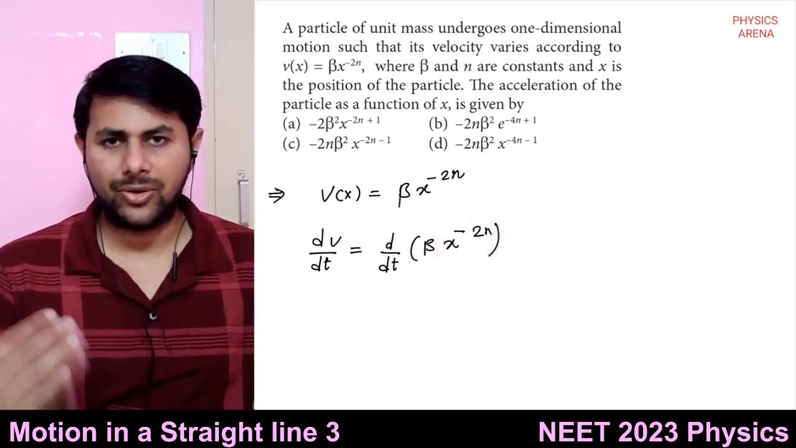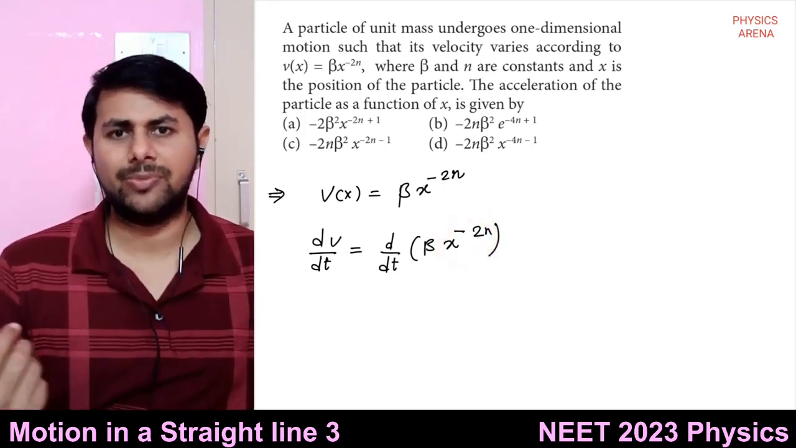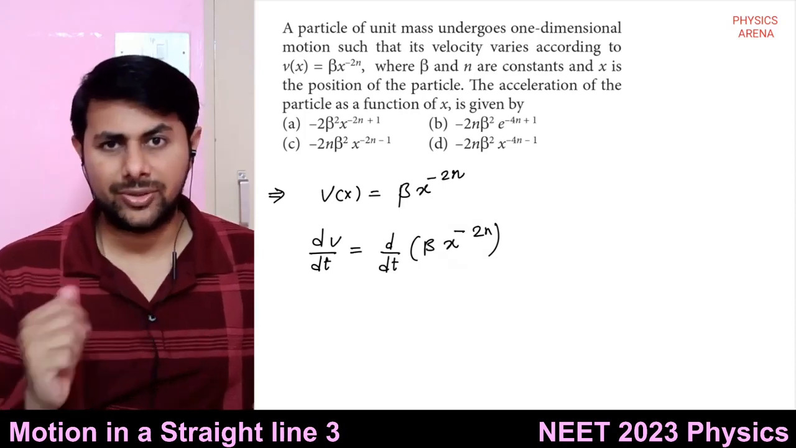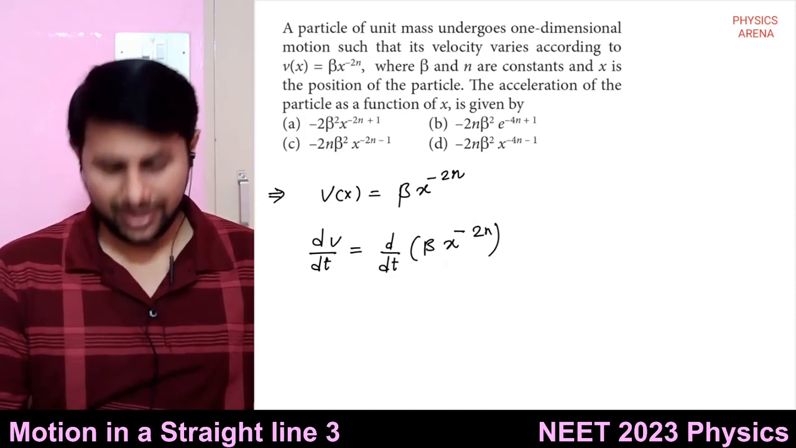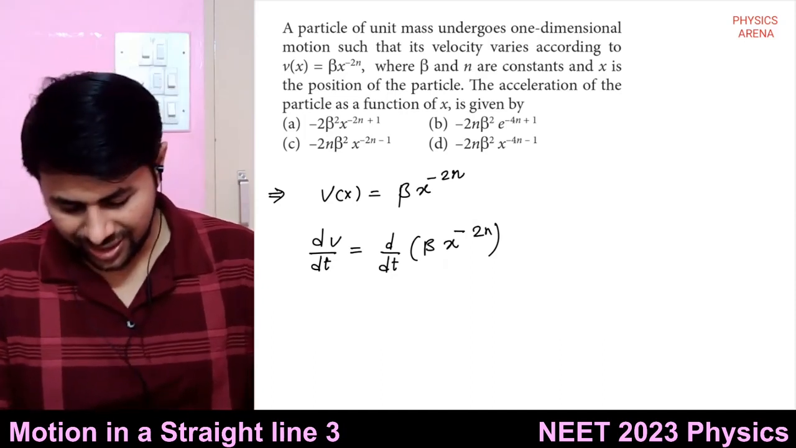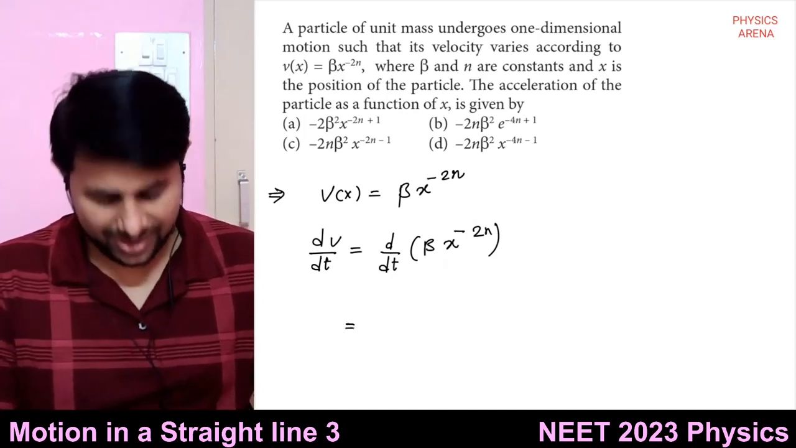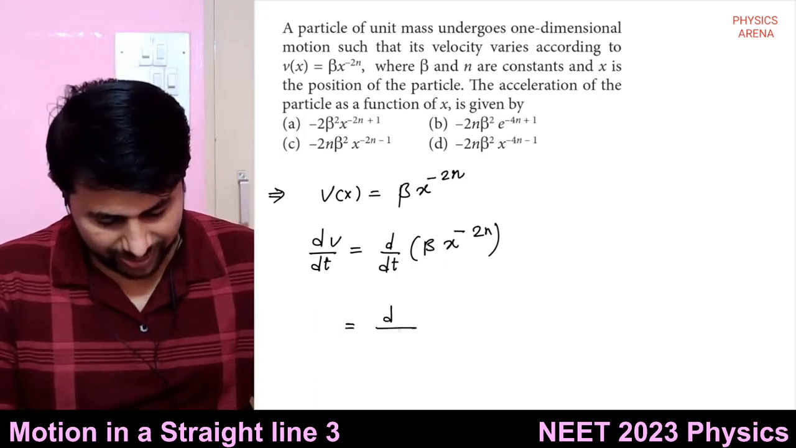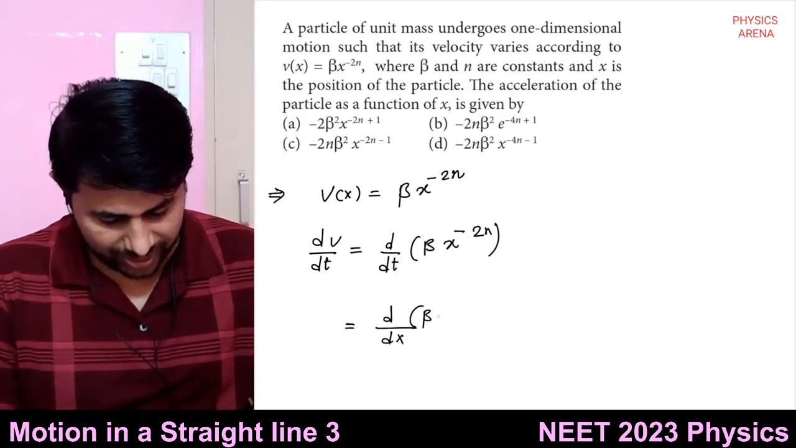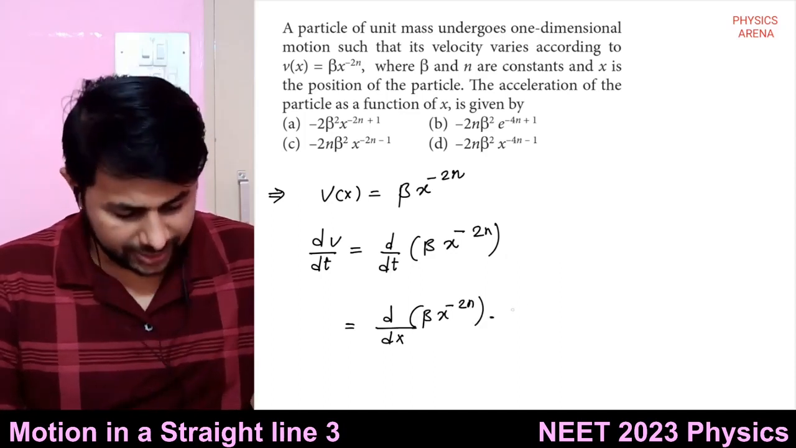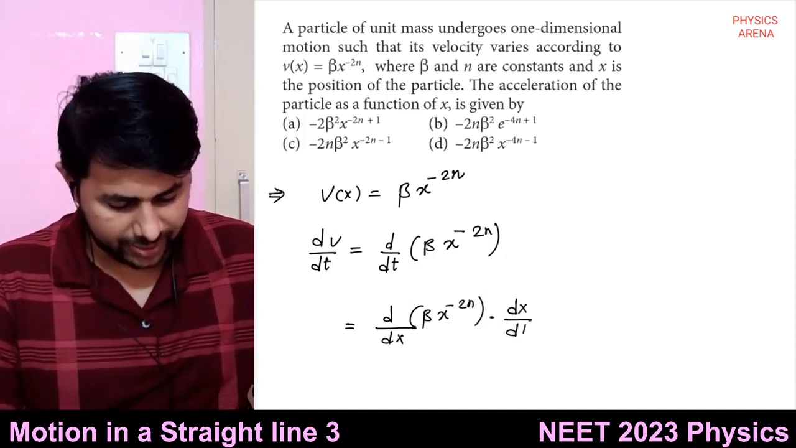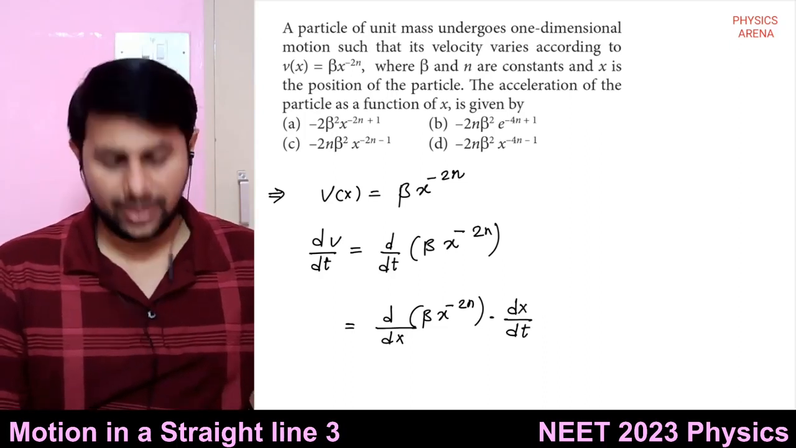So that means you cannot directly take its derivative with respect to time. So what do you need to do? You need to use the chain rule. Okay, so if you don't know what the chain rule is, I will multiply and divide by dx. So d by dx of this thing, beta x raised to minus 2n. So I have divided by dx, I will multiply by dx by dt.